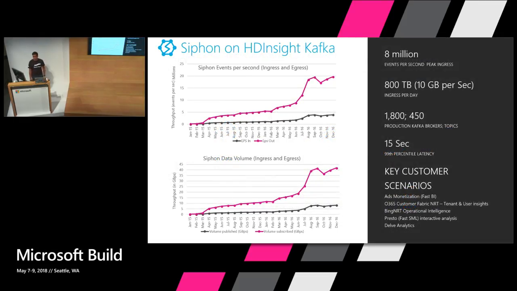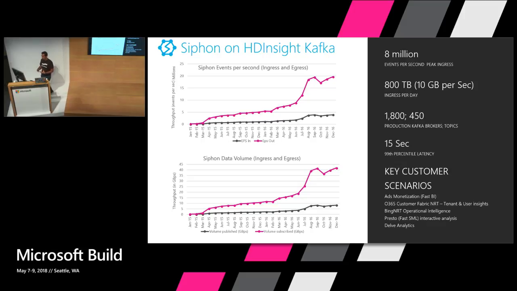Another big use case for us is something called Siphon, which is an internal Microsoft team, and they act as an ingestion service bus for a lot of different teams within Microsoft, such as Office 365 and Bing. The amount of throughput that they're seeing through their Kafka clusters today is amazing. They're seeing 8 million events per second of peak ingress and 800 terabytes of data a day. So the biggest aspect of Kafka is how scalable it is and how much throughput it can handle very easily.